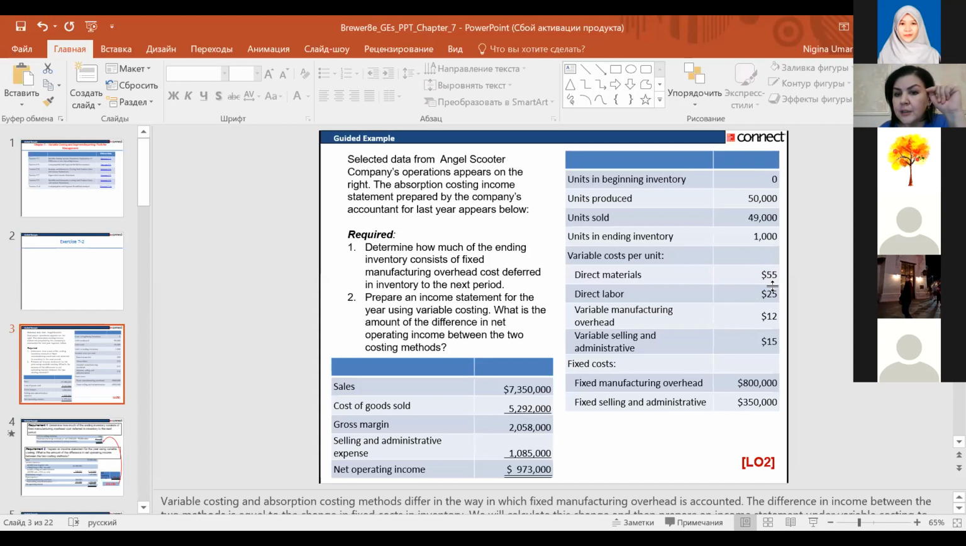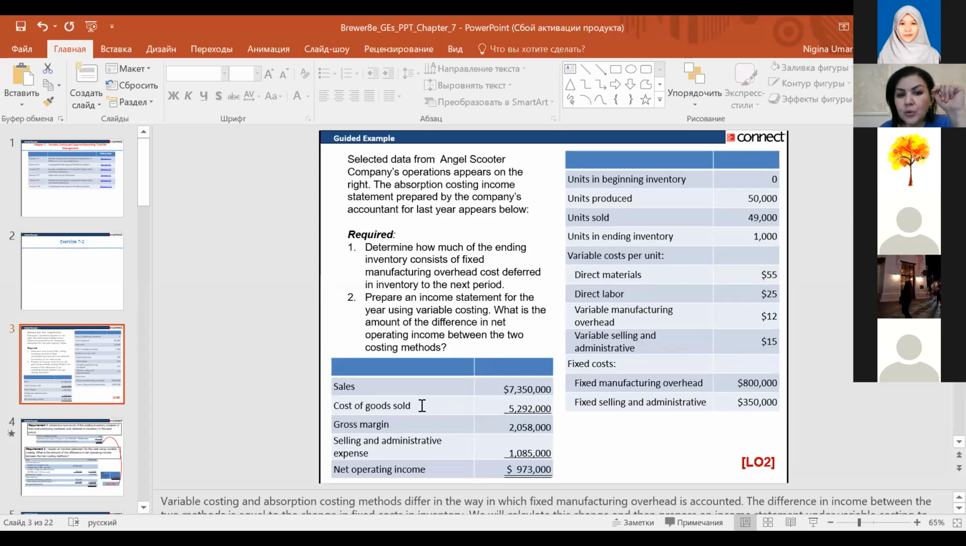So this is product cost. We do not include variable selling and administrative in the product cost. Only these three go into the unit product cost. So 55 plus 25 plus 12, right? So 92.